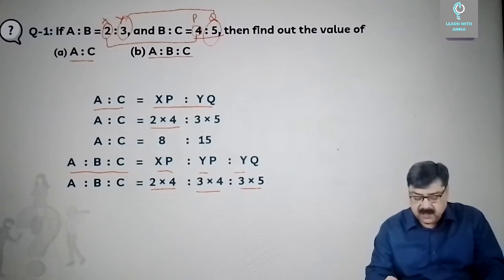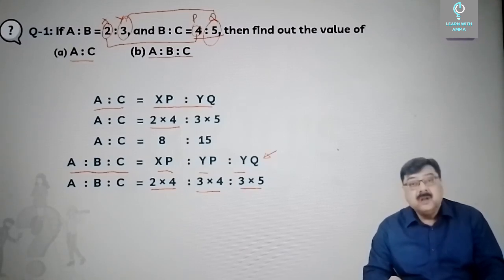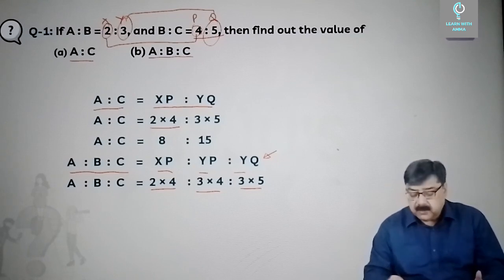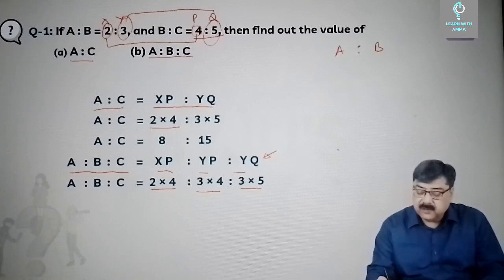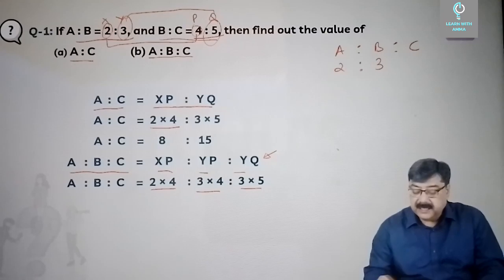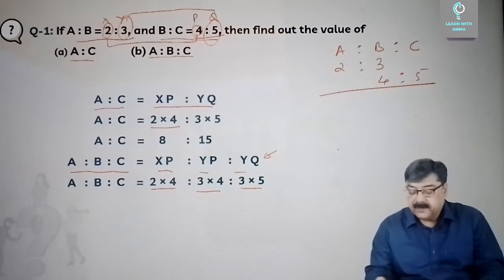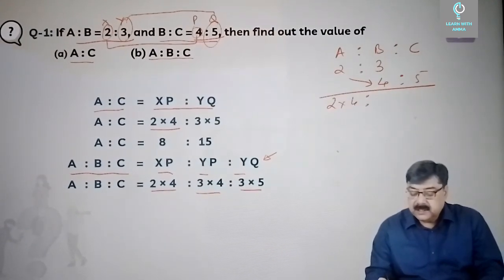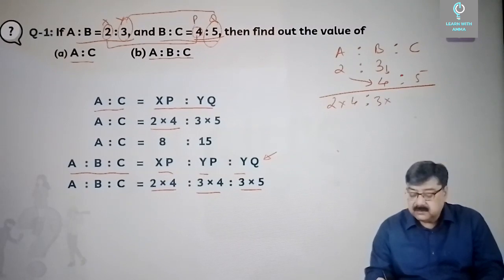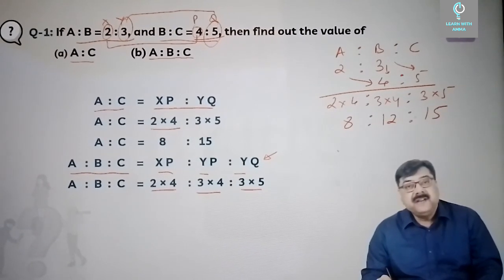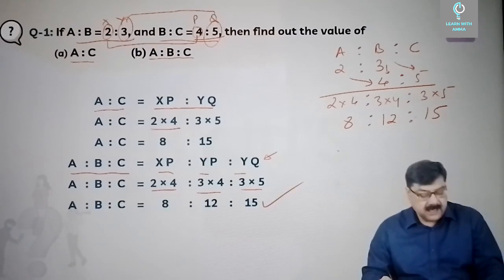Or else, if you somehow feel that you are not very comfortable memorizing this, as I have told you before, just write it down in this manner: 2 is to 3 below A is to B, and below B is to C, it is 4 is to 5. So 2 into 4 is to 3 into 4 is to 3 into 5. So this is 8 is to 12 is to 15. That's what we got here.